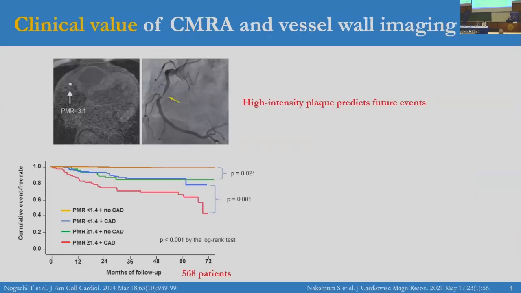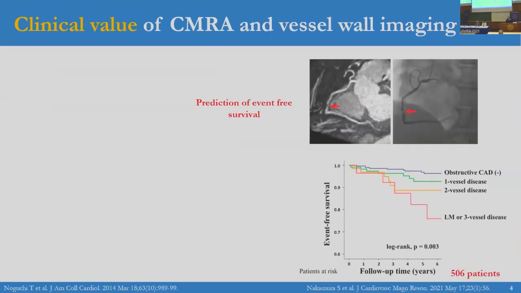Before I talk about new techniques, I just wanted to review what we know about the clinical value of this technology already. For instance, we know that high-intensity plaque imaging allows us to predict future events. If you see high-intensity plaques in a patient, the annual event rate can be up to 16%. Also, if you do CMRA, there are very nice data from the group in Japan, from Hajime Sakuma, showing that we can predict event-free survival, or that if patients do not have obstructive CAD, they are going to be doing well.